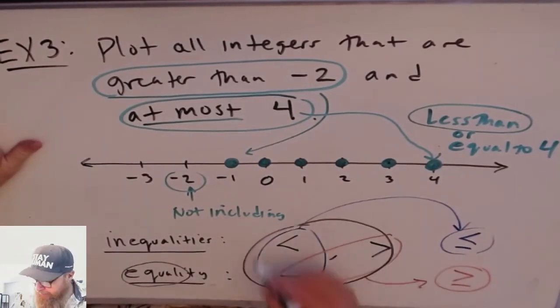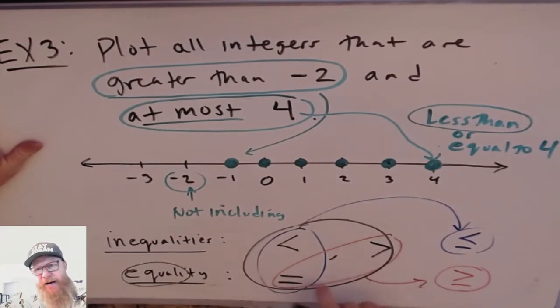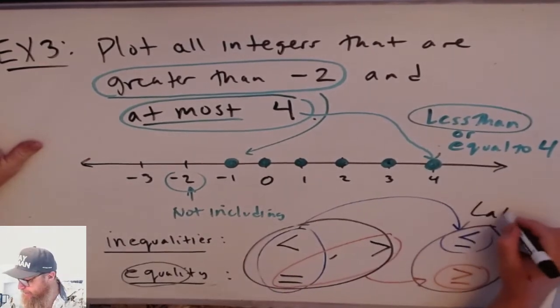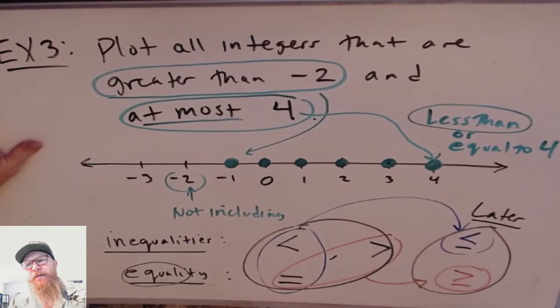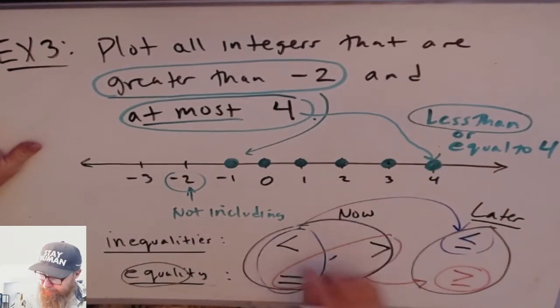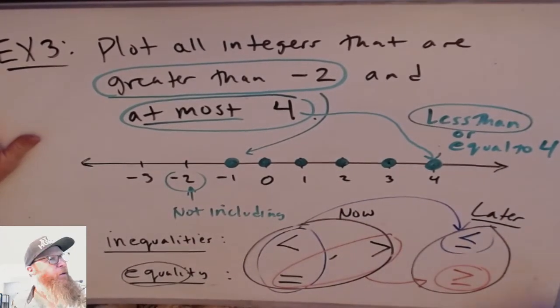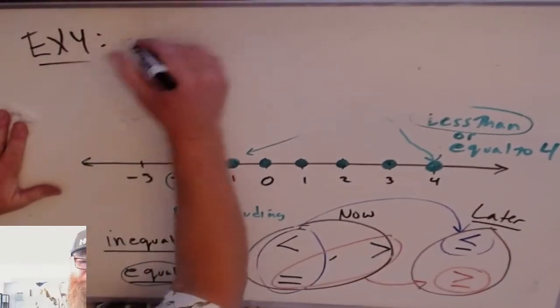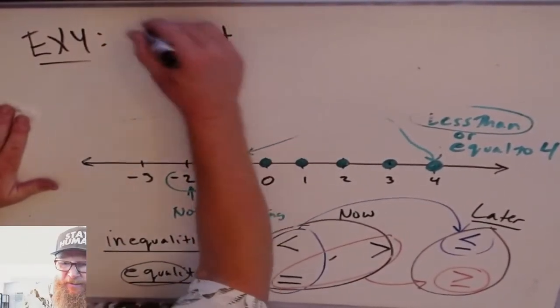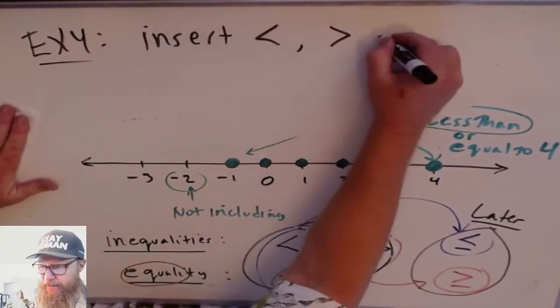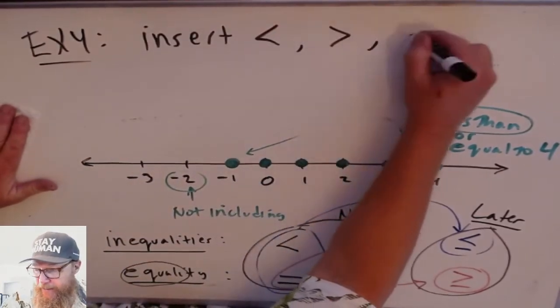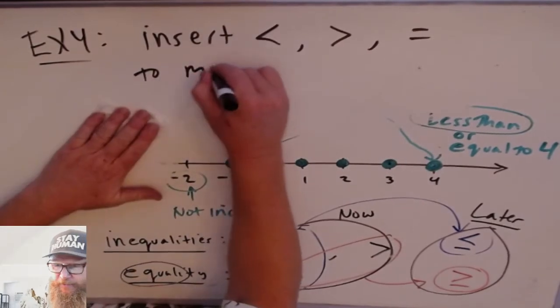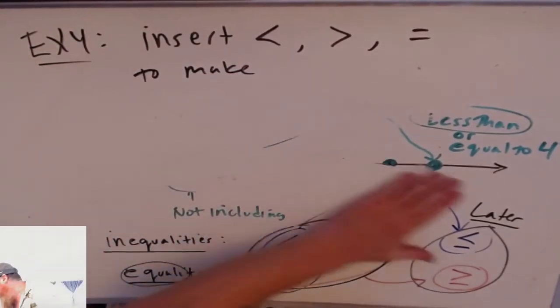I'm going to focus on these three symbols now. We'll talk about these later. All right, we're going to do these now. Less than, greater than, and equality. So example 4. Insert a less than, a greater than, or an equality to make the statement true.